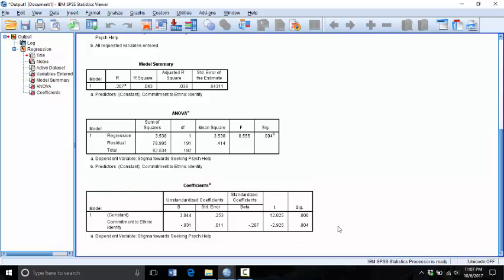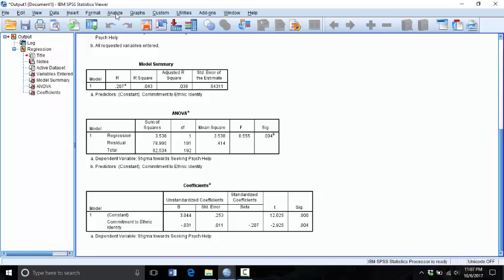All right, but we have more than just this one variable in our study. Let's see how well another variable might do in addition to commitment to ethnic identity. To figure that out, we can run a multiple regression.